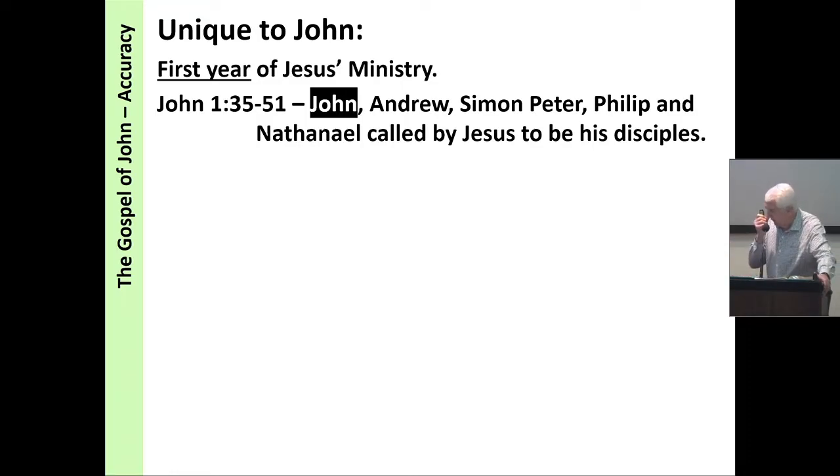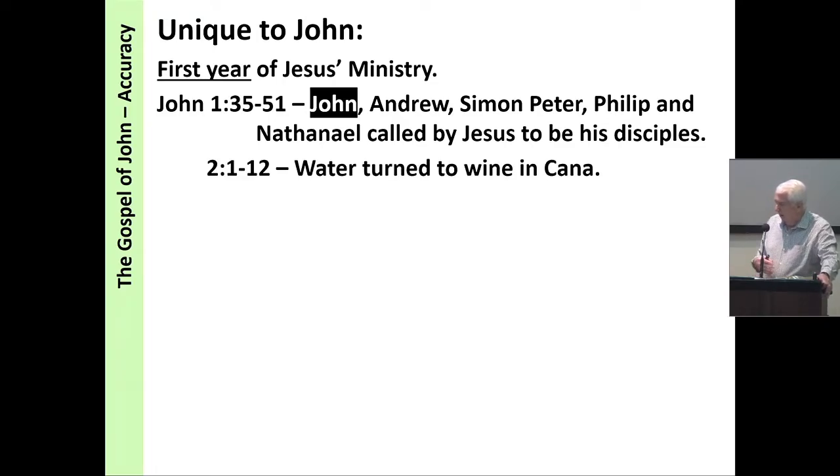Anyway, we haven't time to actually read those verses, but it's pretty clear to me that the first few verses show that John and Andrew were the first 2 selected. They were disciples of John the Baptist, and he said, well, you should go and follow this man, not me. Water turned to wine in Cana, not mentioned in the other 3 gospel records.